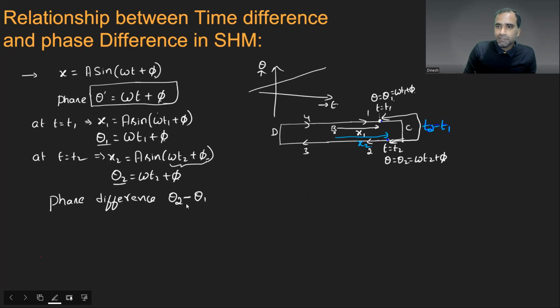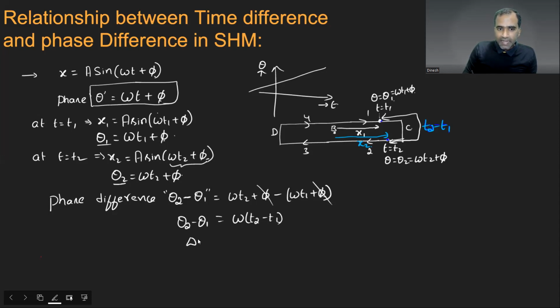Let us take the difference between them. When you take the difference between the phases, we call it phase difference. Simple. And how much is that? Shall we calculate theta 2 minus theta 1? It is omega into T2 plus phi minus omega into T1 plus phi. I'm taking the difference between these two. Phi gets cancelled. It is equal to omega into T2 minus T1. So phase difference theta 2 minus theta 1 is equal to omega into T2 minus T1.